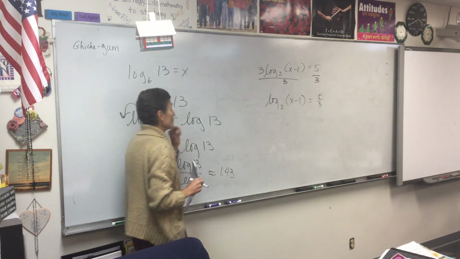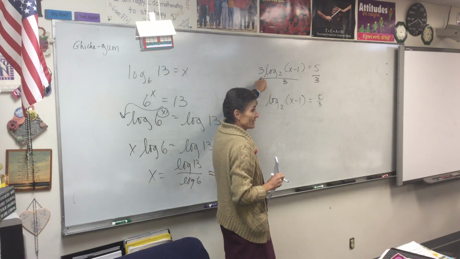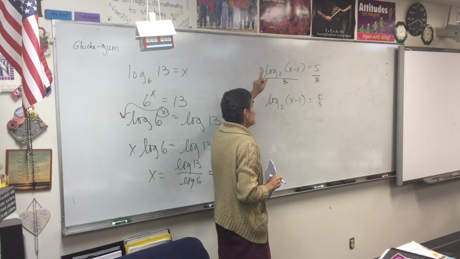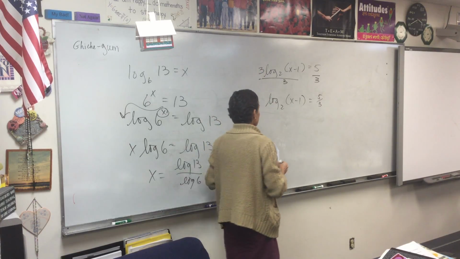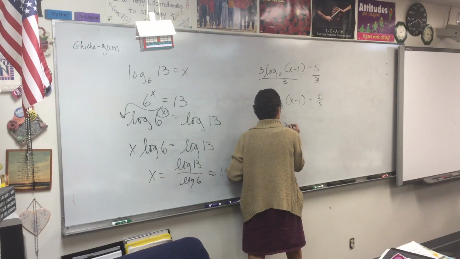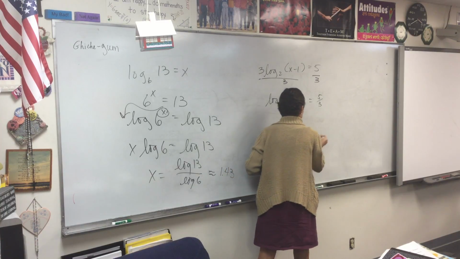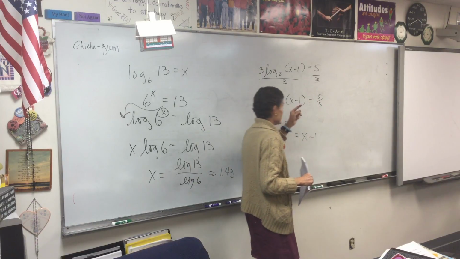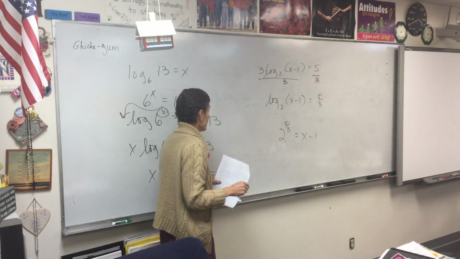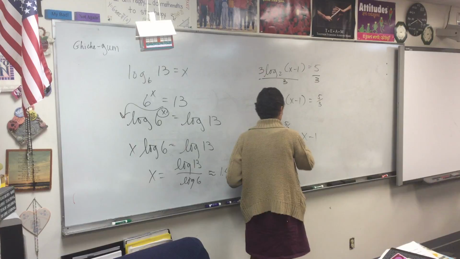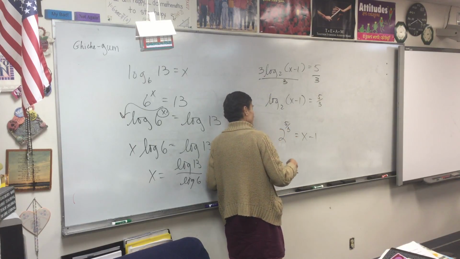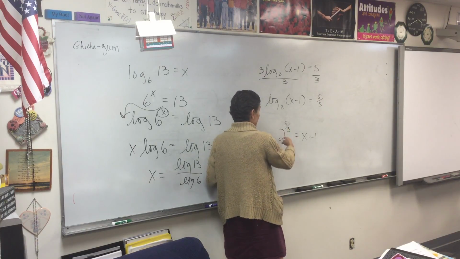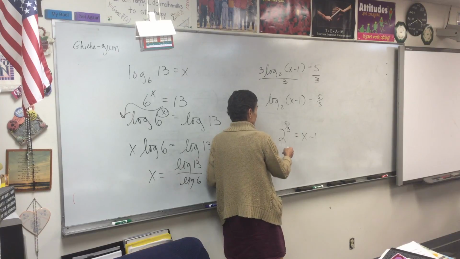You can't do anything until you deal with that 3 one way or another. Now, Brenton, I love your suggestion. Your suggestion is 2 to the 5/3 equals x minus 1. Now, it's not like I can say, okay, that's 16 or something like that. I can't do that. It just stays 2 to the 5/3.